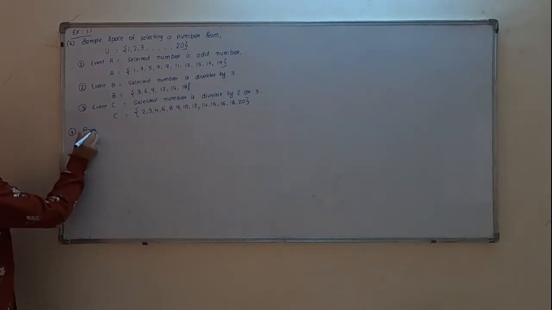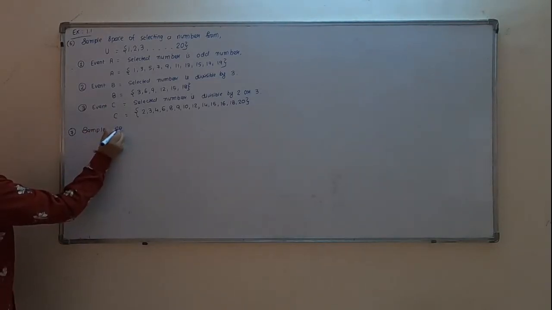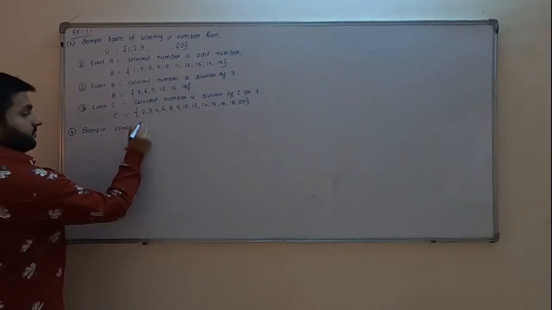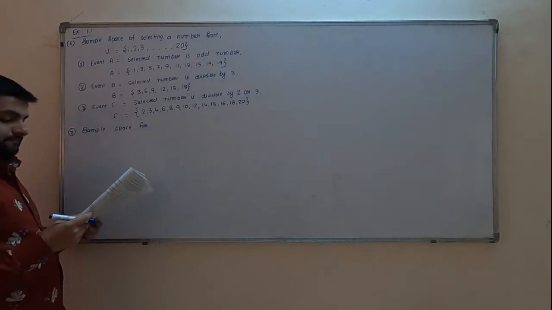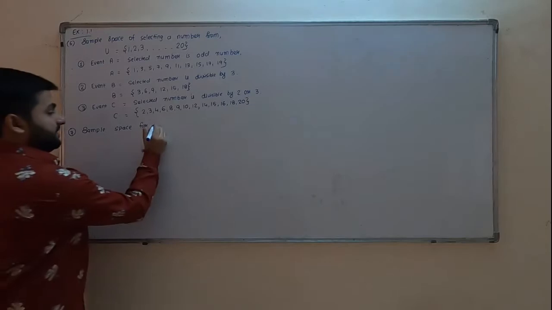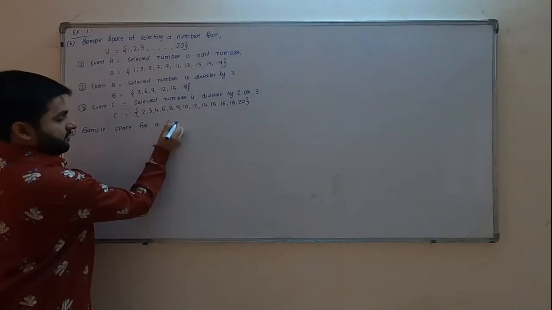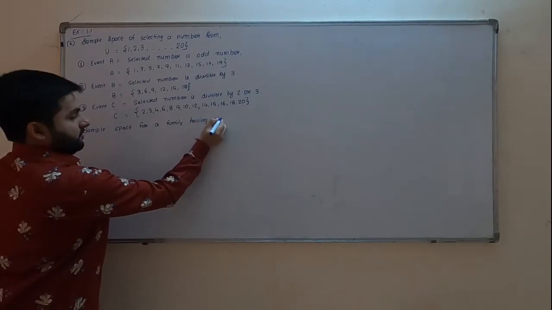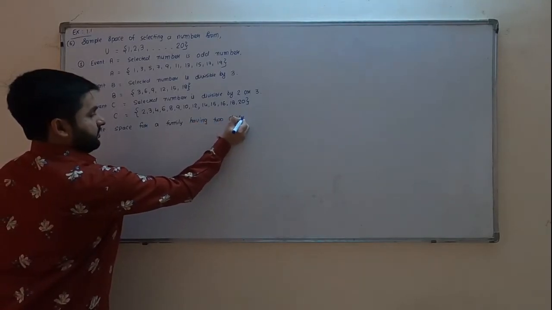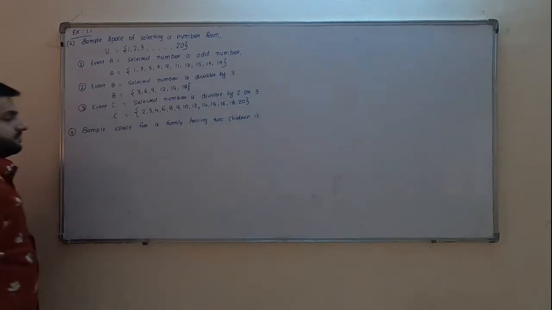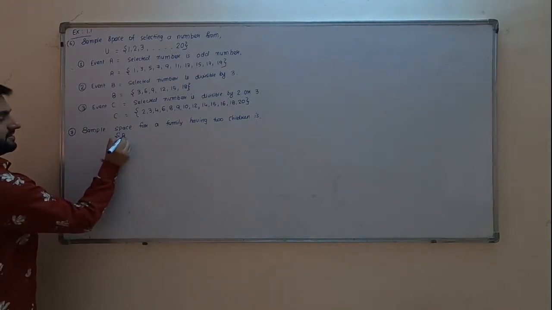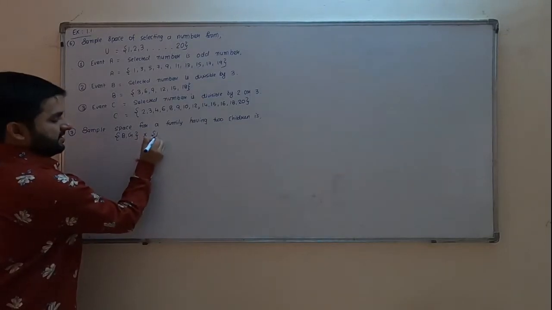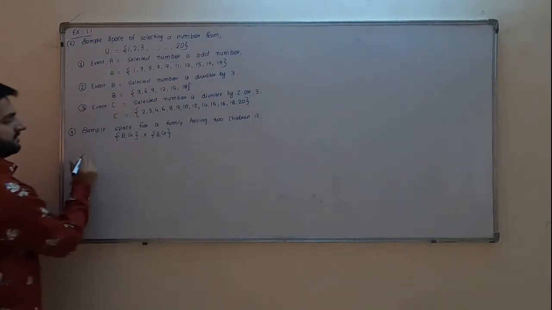So we will write the sample space for a family having two children. If there is one child and sex is to be noted, then boy and girl. If there is another child, then again boy and girl. Now we have to write the sample space.